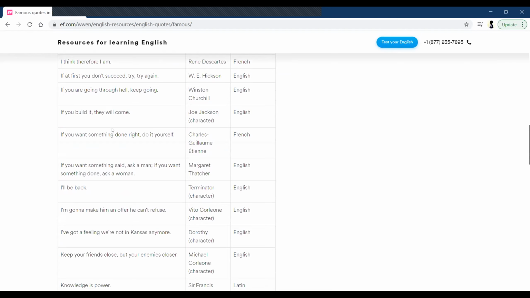"If you want something said, ask a man. If you want something done, ask a woman." That's by Margaret Thatcher, a women's rights activist, I think. And I think she was around the time for women's rights, like voting and suffrage for women, stuff like that.